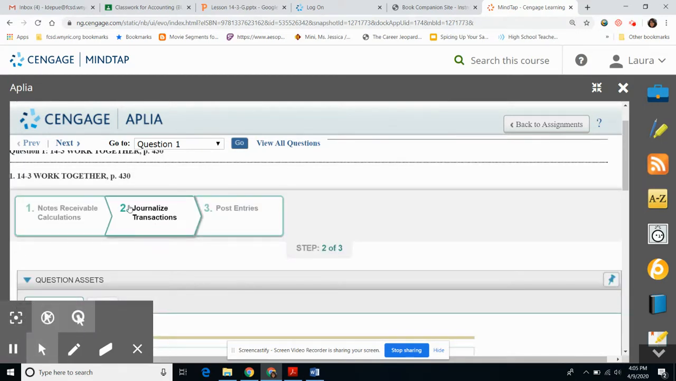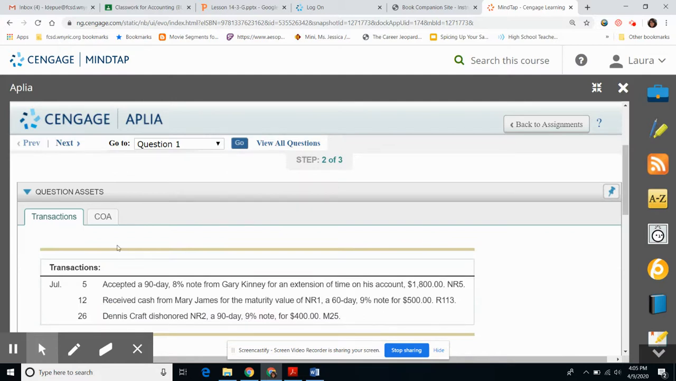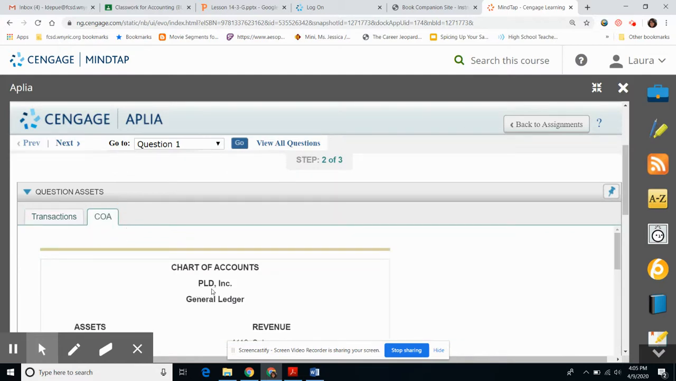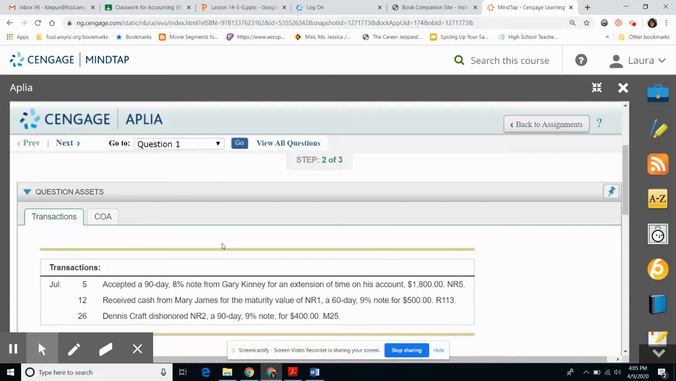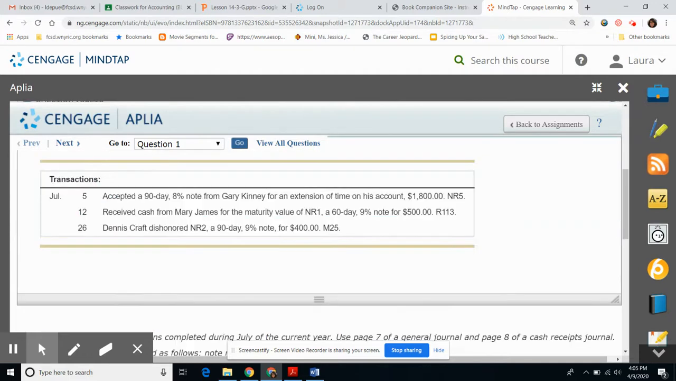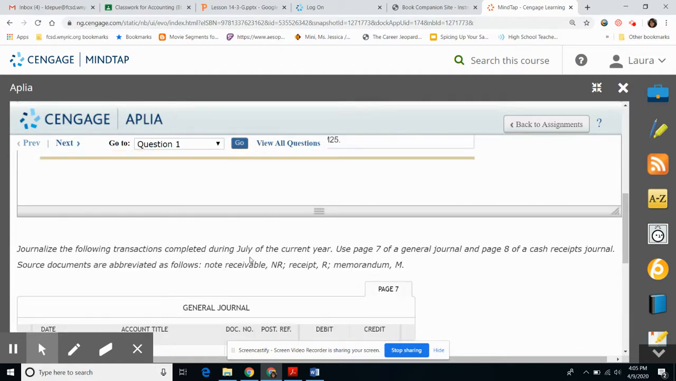So now we go on to step 2, which is journalize the transactions. So we have 3 transactions to journalize. Chart of accounts for PLD Incorporated is there. Each of these sample transactions are, again, both in the notes and in the PowerPoint. And we have the directions here to journalize them as completed during July, page 7 of the general journal, page 8 of the cash receipts journal. And we have some new abbreviations. So notes receivable is NR, receipt is R, and memorandum is still M.